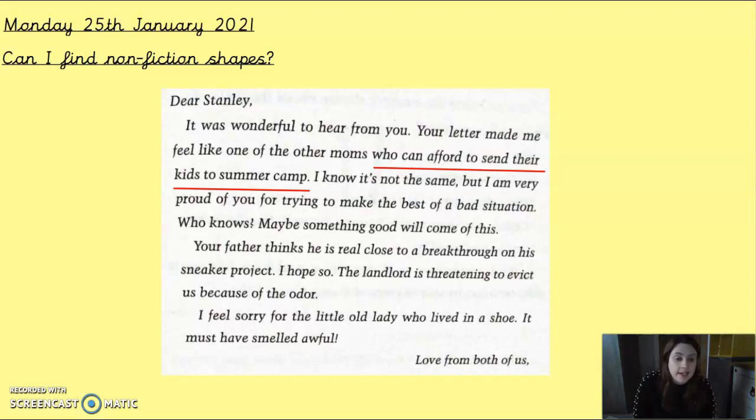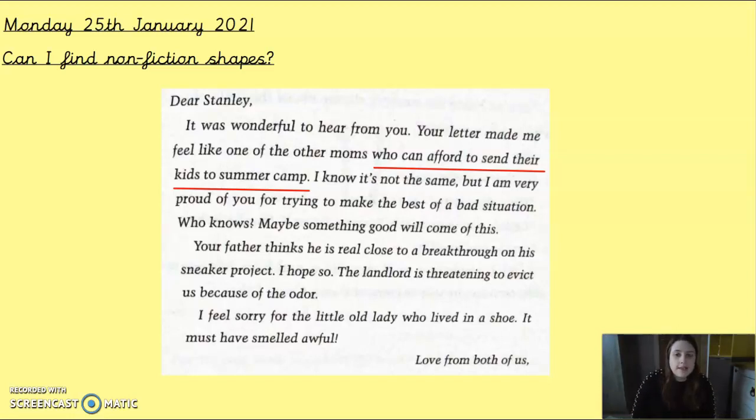So today in English we are just going to have one of those days where we don't do any writing, but we get to grips with the text type that we are going to be looking at. So we are going to do another bit of non-fiction. Last week we wrote our letter home to Stanley's mum, and this week we're going to be looking at a different type of non-fiction.